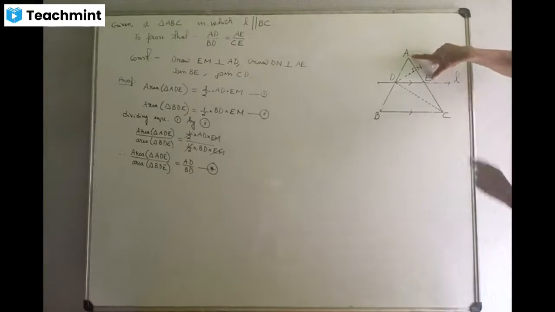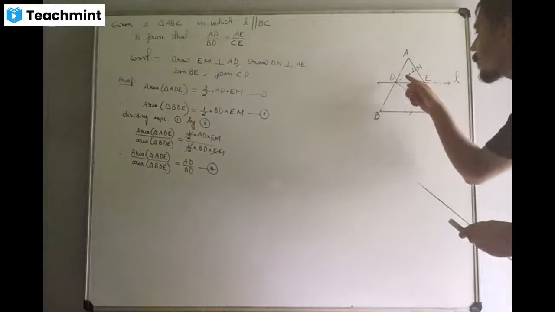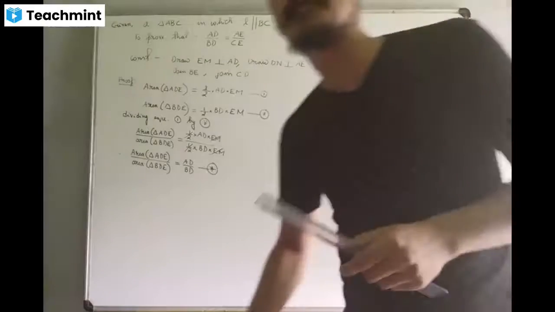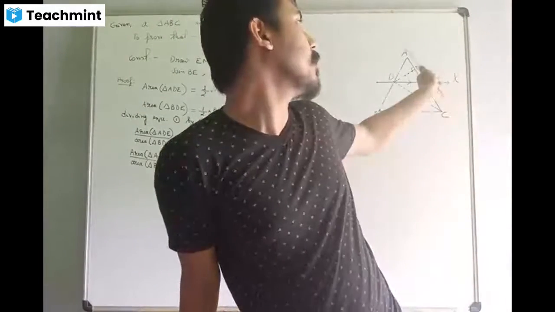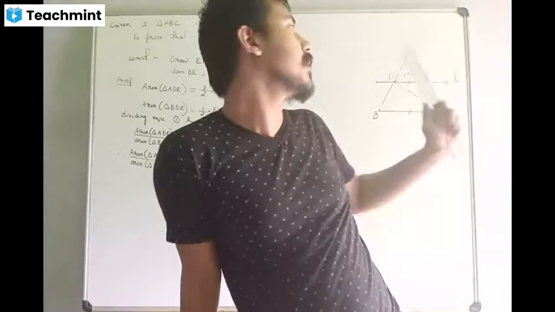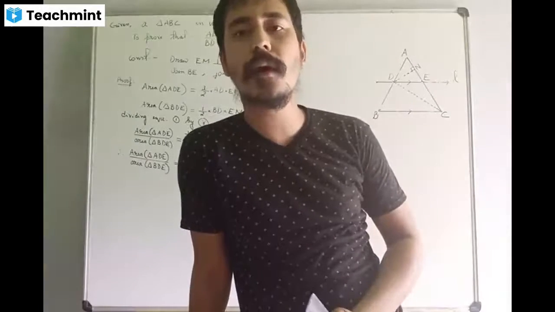If AE is the base, then we see a line that is perpendicular to AE, that is DN. So if AE is the base, then DN is going to be the height of the triangle. I'm going to find out the area of triangle ADE again. This time, the base is AE, and there is a line perpendicular to AE, which is DN. So DN is going to be the height.